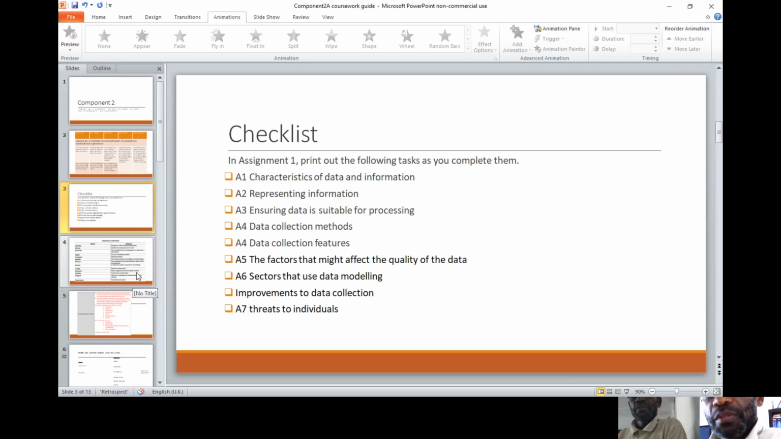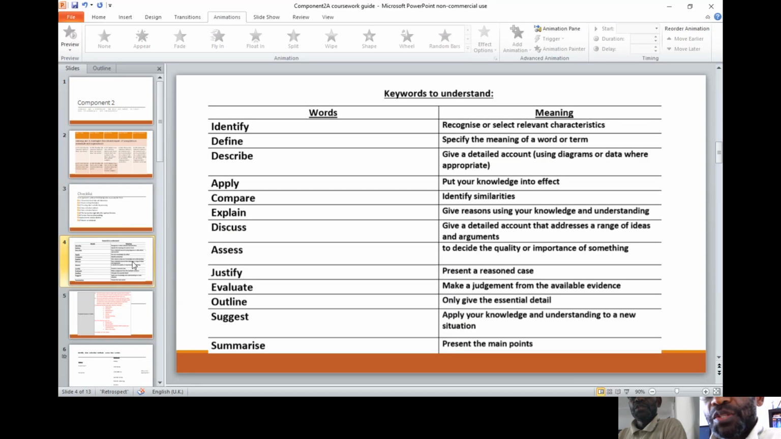When answering the questions, you need to look out for these keywords: identify, define, describe, explain, and discuss. You will come across these keywords. I've given you the meaning, the definition for these keywords. You should focus on the definitions and answer the questions accordingly.